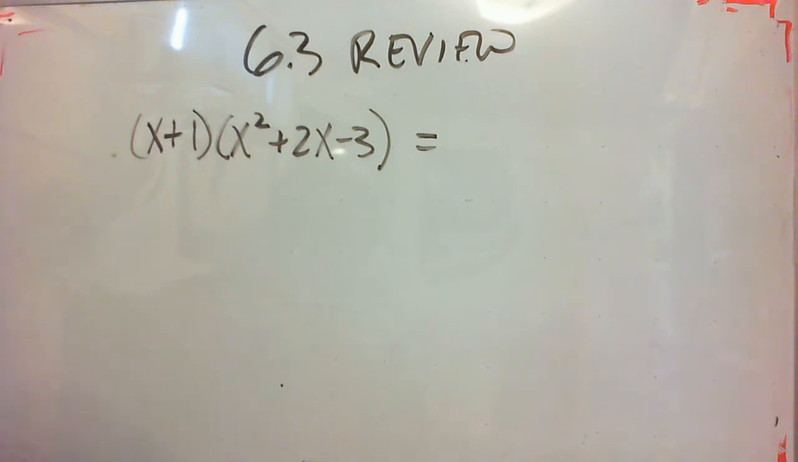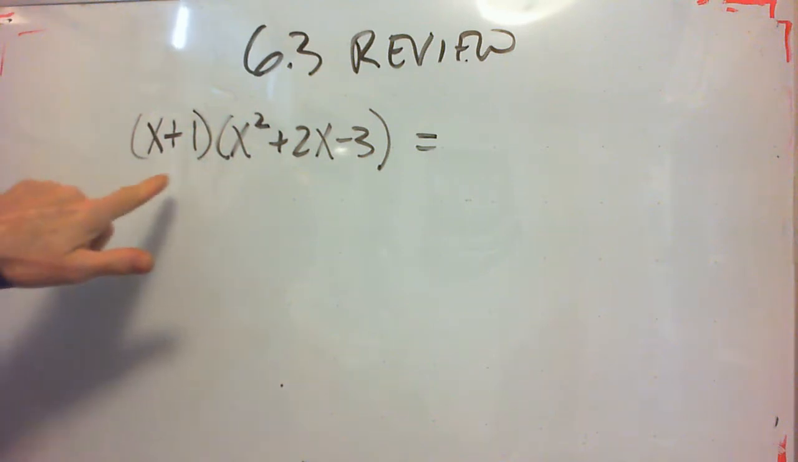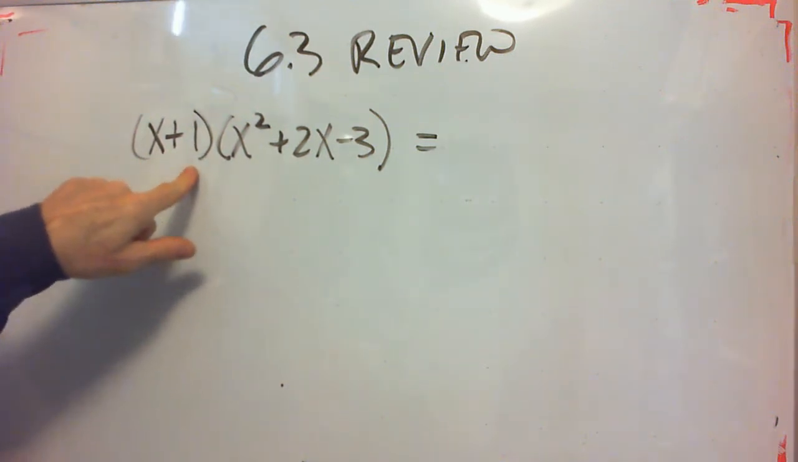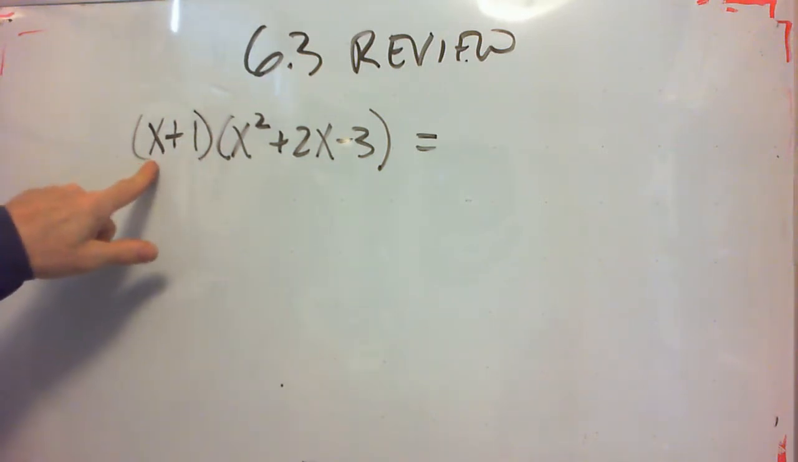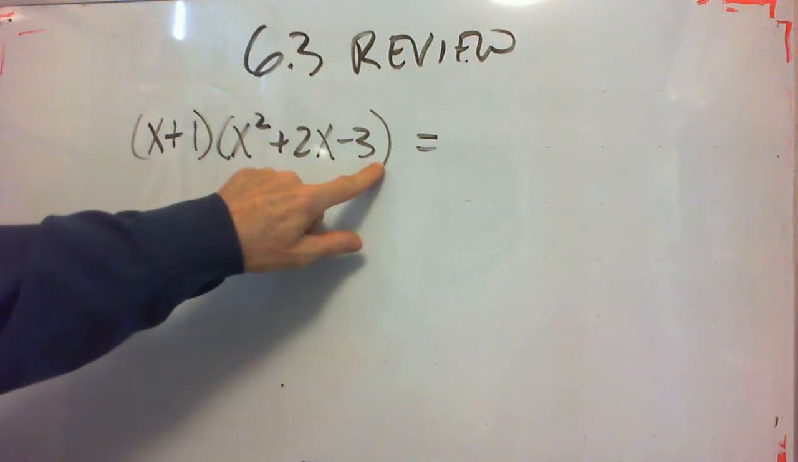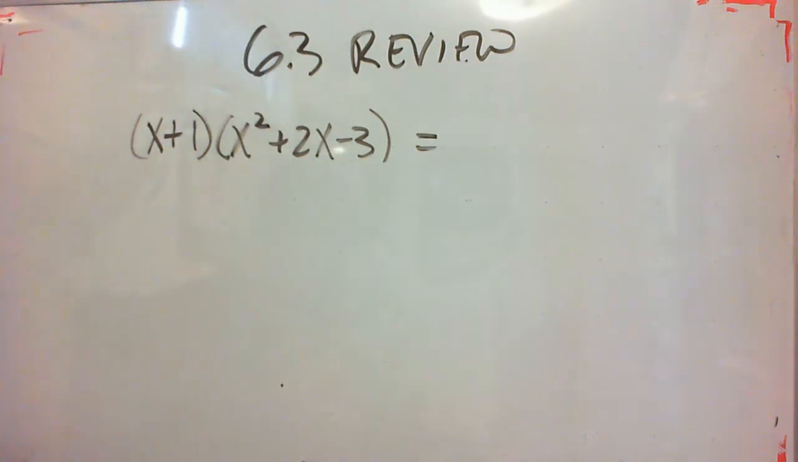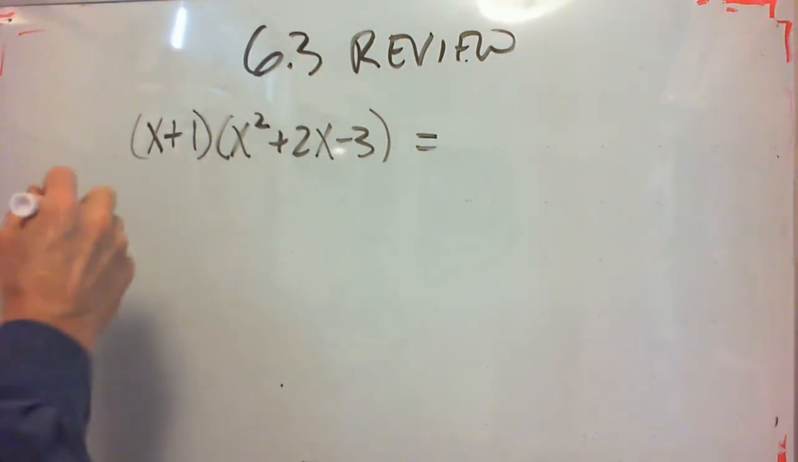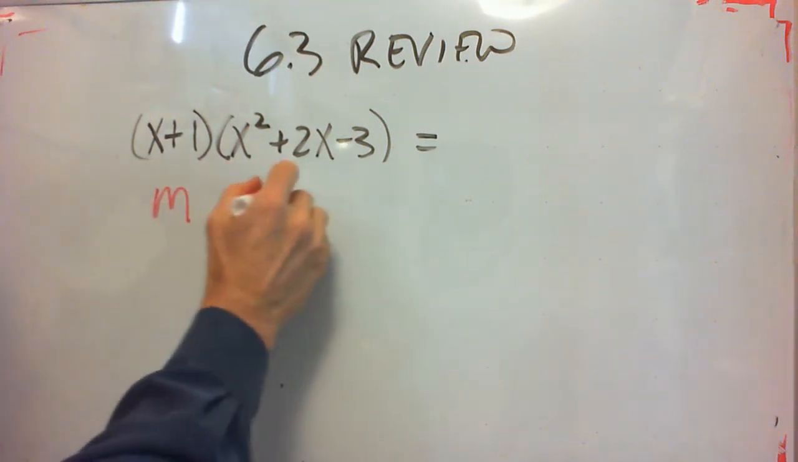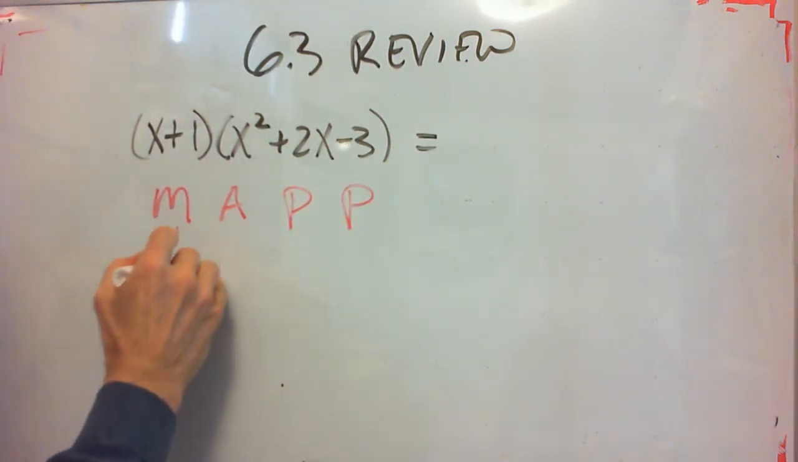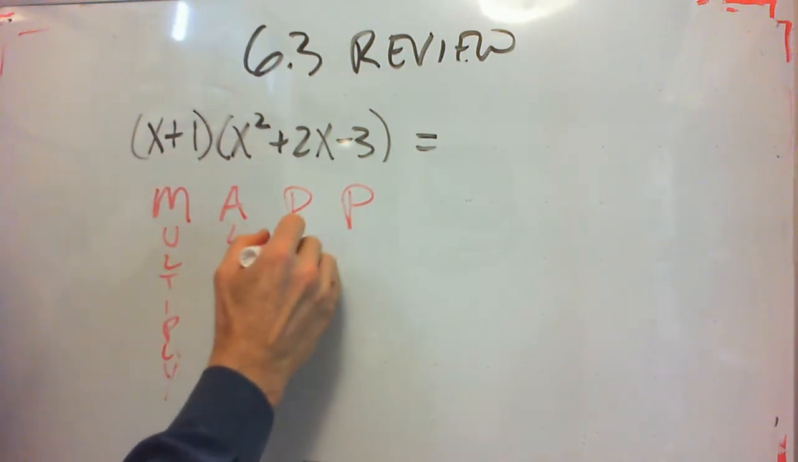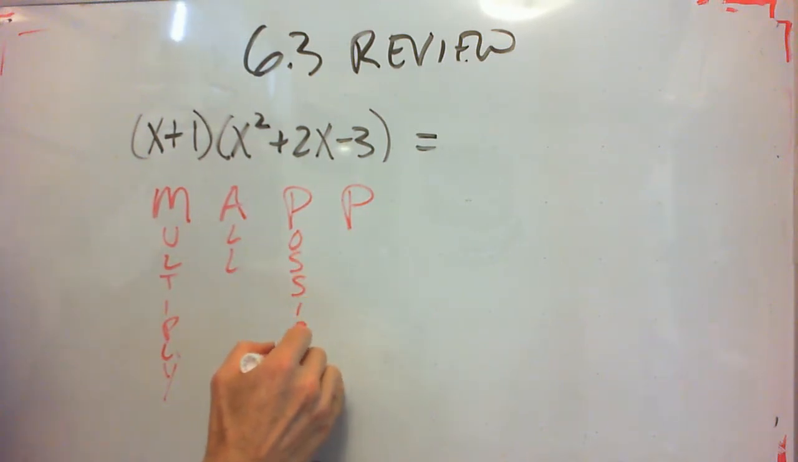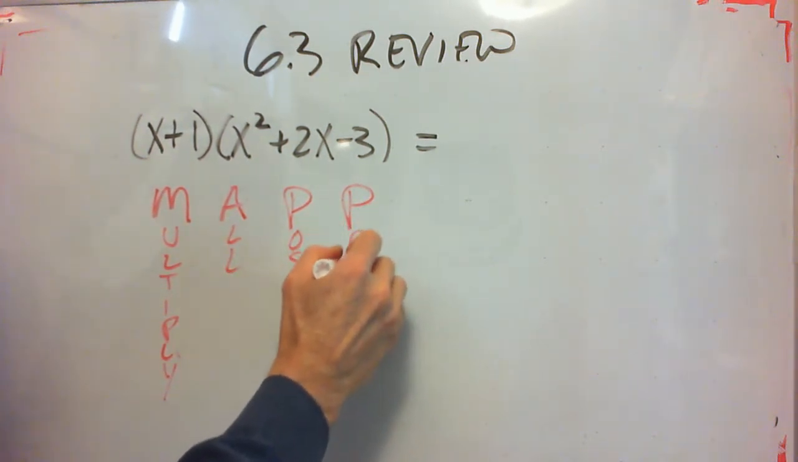Okay, now we're going to do a problem somewhat like number 3, only not quite as bad as number 3. It's where we multiply a polynomial times a polynomial. Now what we have here is 2 terms multiplied by 3 terms, and I have an acronym for this, and it's MAPP, multiply all possible products.